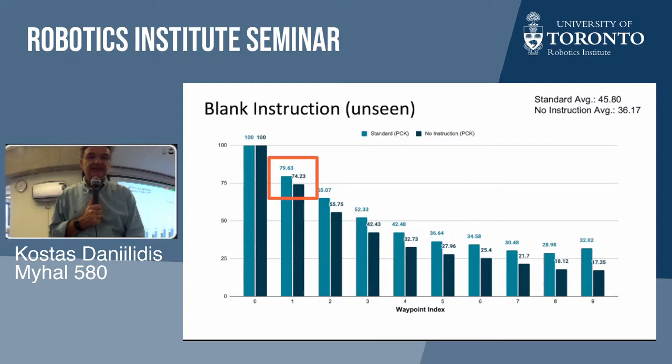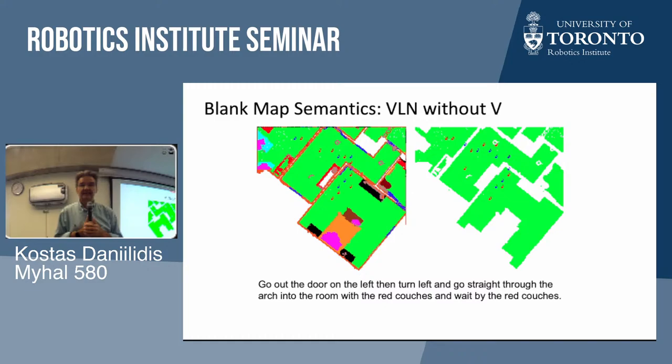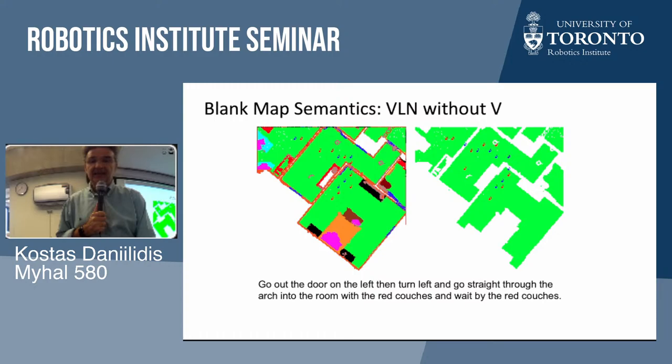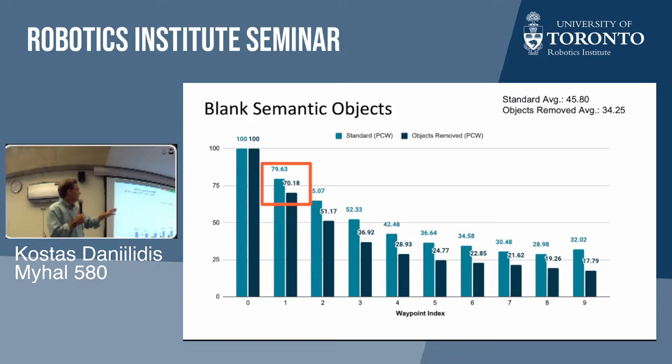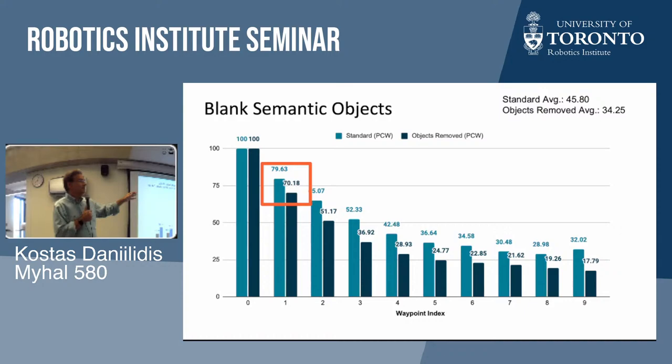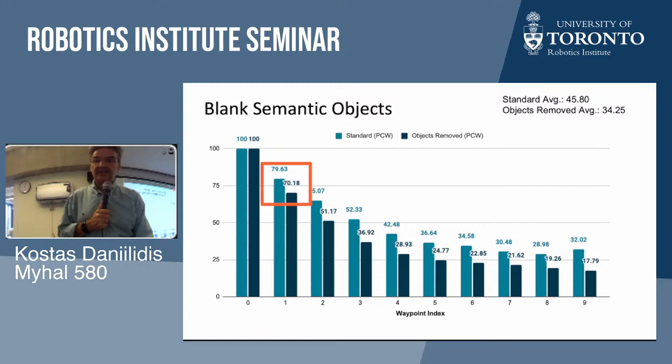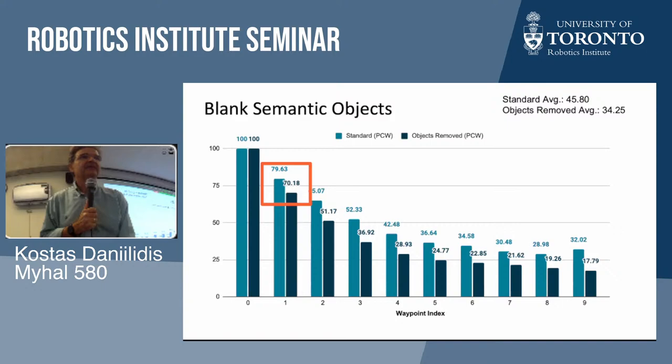Now let's blank the visual semantics, so VLN without the V. And here it drops more, at the beginning actually more than 5%. This is some indication that the network pays more attention to the vision than the language. Our network, right? This is not an inherent issue in the VLM problem.